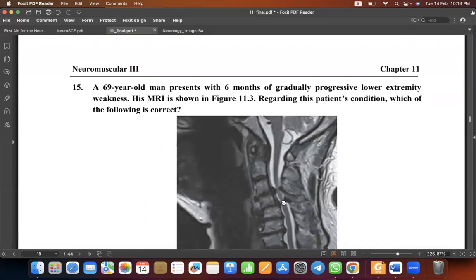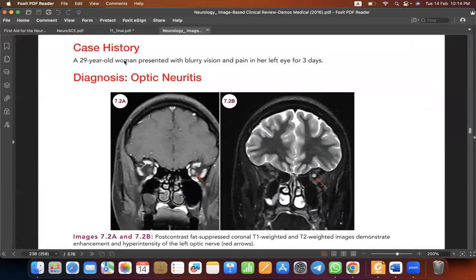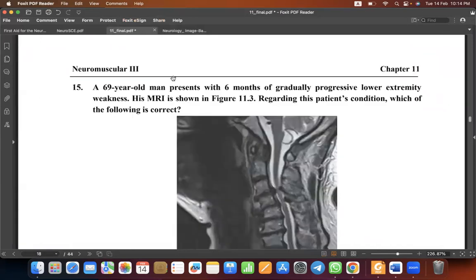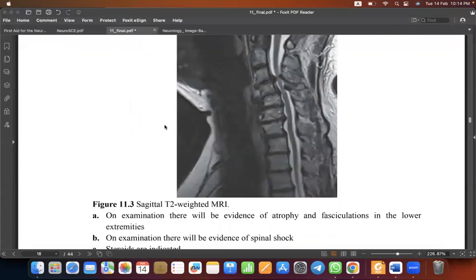Okay, as you can clearly see, wrong window, I guess. Okay, so we'll solve this. As you can see, this is cervical 1, 2, 3, 4, 5. So there is a lot of cord compression at this level, this level, this level, this level. There is cervical myelopathy ongoing. So I guess the lower extremity weakness is due to cervical myelopathy.